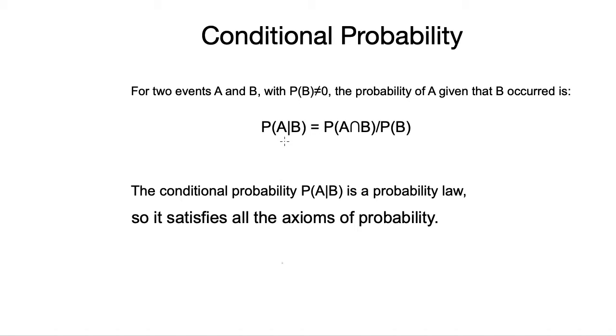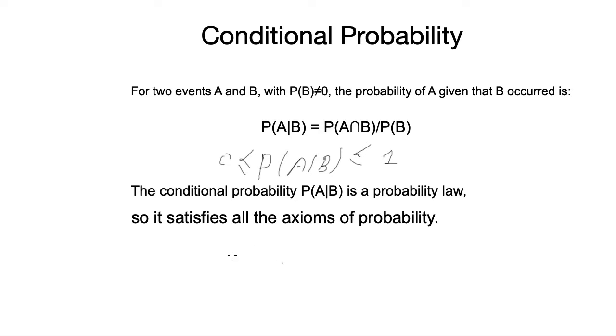This probability is a probability law, so it satisfies all the axioms of probability. That means that the probability of A given B is always between 0 and 1. This is the non-negativity axiom of probability. It means that any probability is always between 0 and 1, so the probability of A given B is always between 0 and 1, and that means it satisfies the first axiom of probability.